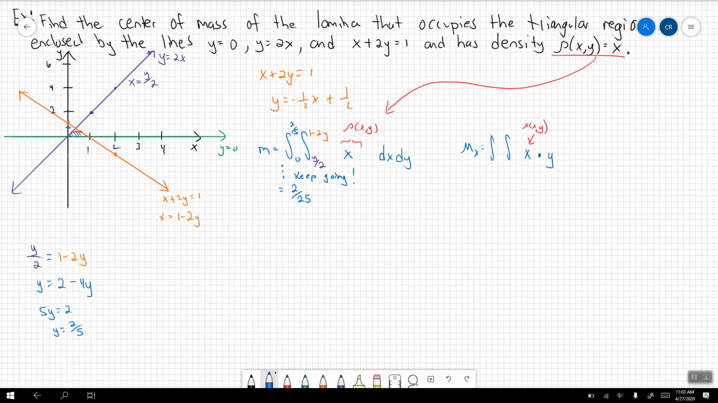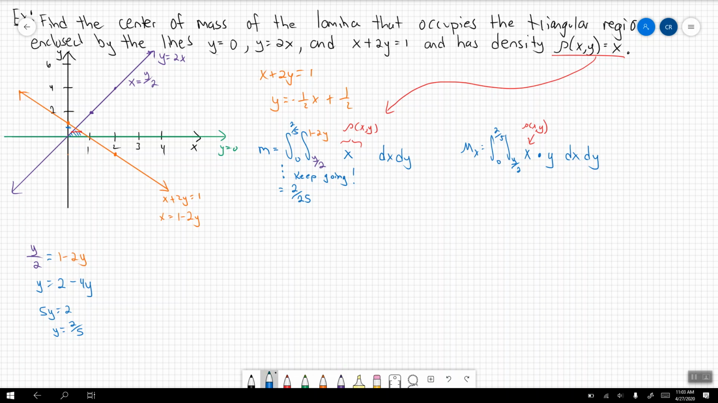Since we already went through and set up the double integral the first time, we just keep that exact same double integral. The only thing that's changing here is going to be that density and how we observe that density within that region. And that's why we just multiply it by y. All right. So again, we follow this process here.